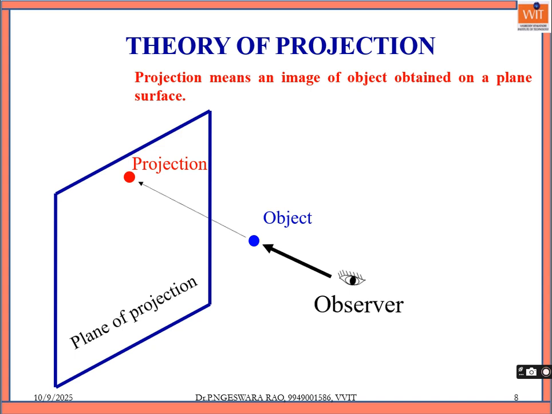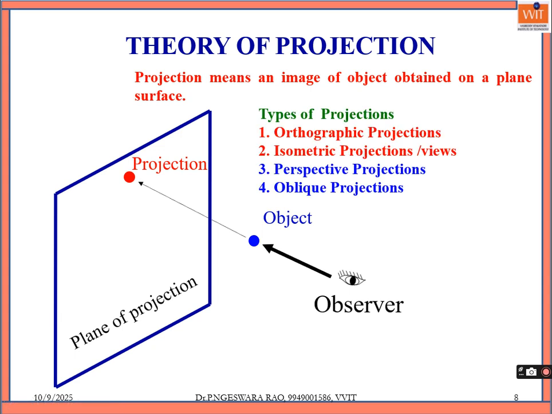So always in this concept we take the object and view it, or send light rays on it, and finally we get the image on some plane. The image or shadow is what we call projection, and the respective plane where we get the image is called the plane of projection. This concept is projection, that is, drawing the image of any object.